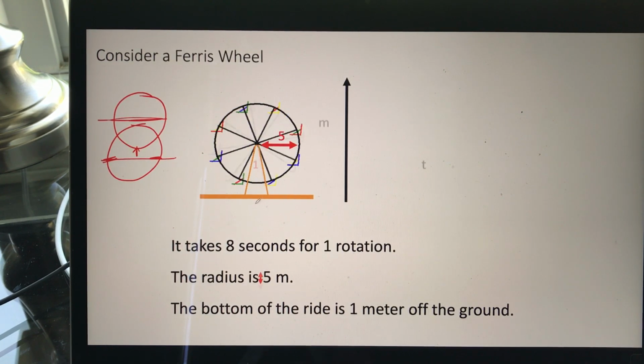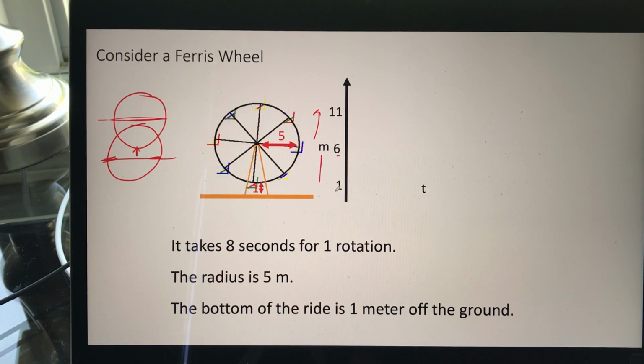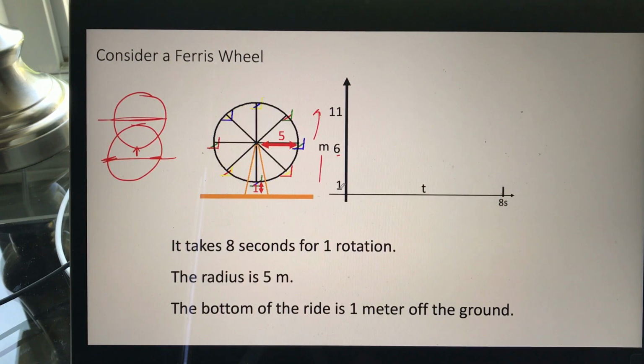So I know my radius here is 5. I'm just going to build a quick graph here on the right. If my radius is 5 and I'm 1 meter off the ground, I know my midline has to be 6. 5 plus 1 is 6. And then at 6, if I go up 5, I hit 11. And of course, down 5, I hit 1. So there's my 1 meter off the ground.